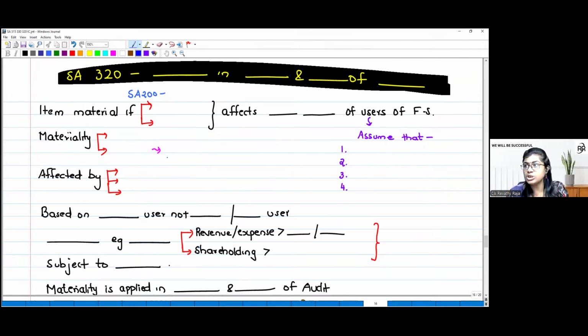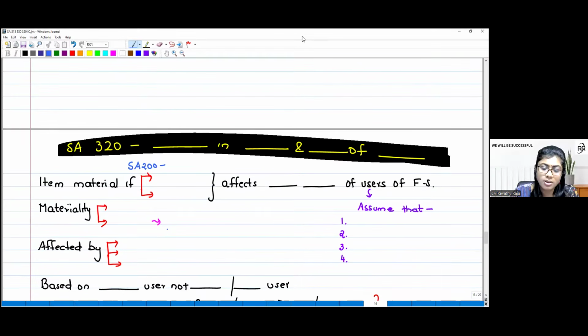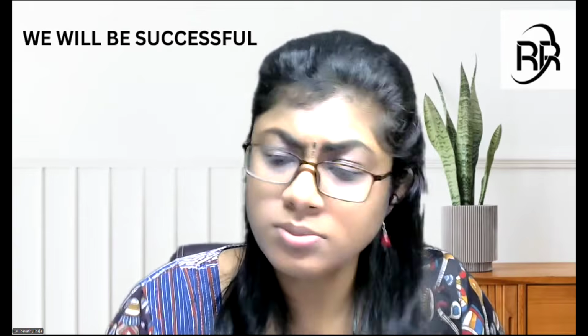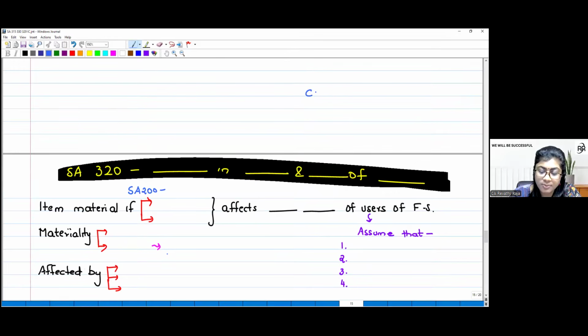Materiality, essay 320. Now let's take one example. I'm just taking some random name. 1 second. Whenever I stop share, it gets stuck. I'll reshare it. Sorry for the inconvenience. Okay, one example: CA Danya is the auditor of Puttu Limited.